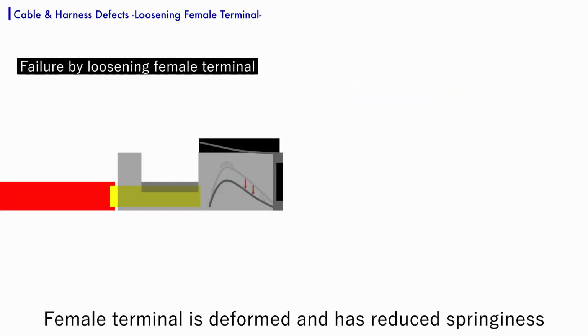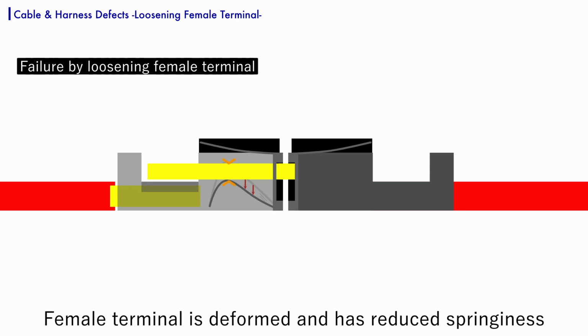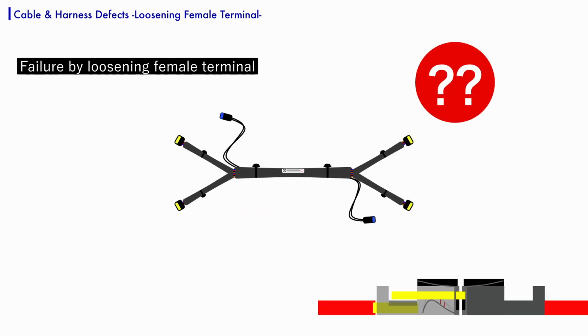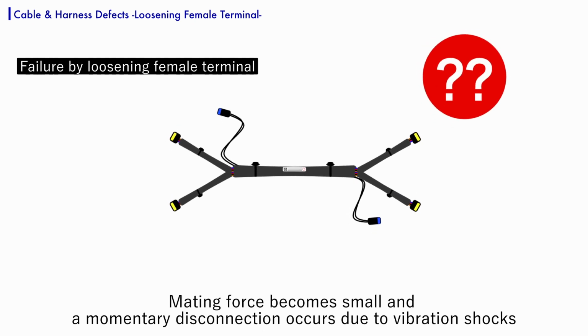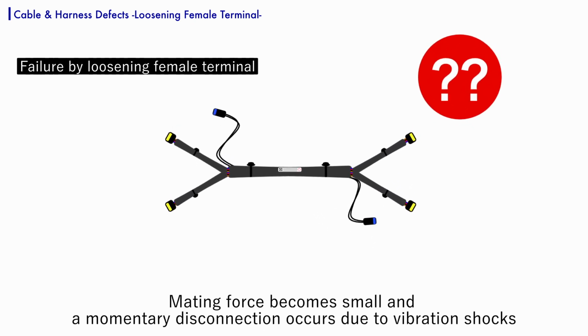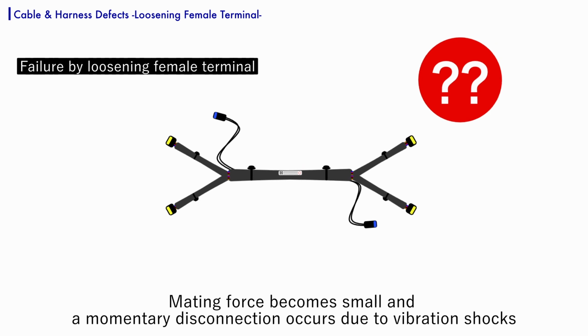Even if a loosening terminal occurs, continuity is still present in the static state because the metals are touching each other. However, the cable harness is not performing to its full potential. The mating force becomes small, and momentary disconnection occurs due to vibration or shock.